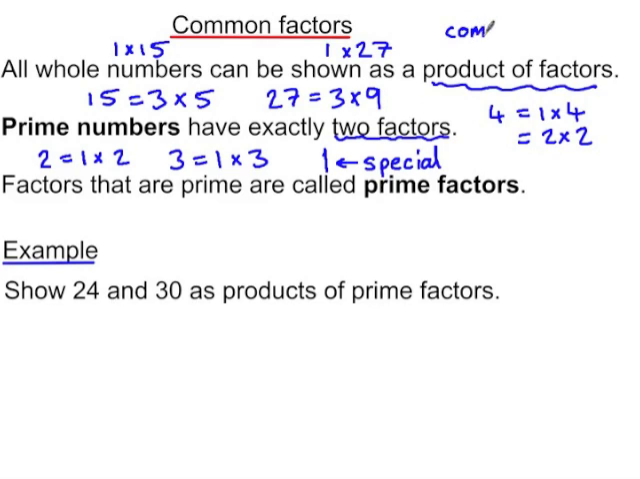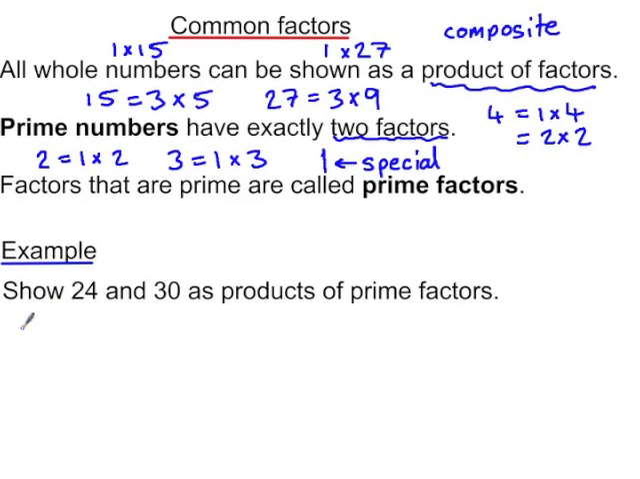Composite is the word we use for a number with more than two factors. So 15, 27 and 4 are all composite, 2 and 3 are prime, and 1 is a special number which is neither prime nor composite. Now every single whole number can be written as a product of prime factors, except for that special case. I'm going to show you how to do that with these two numbers, 24 and 30.